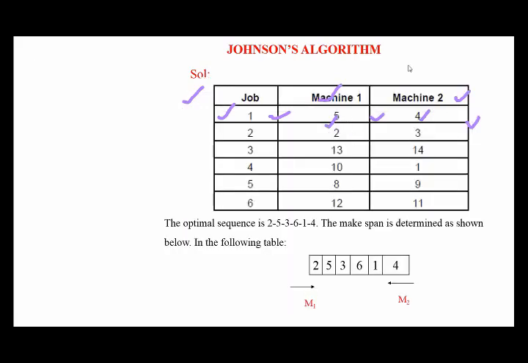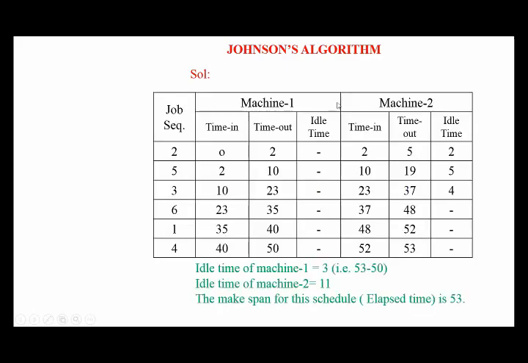Here we have 5, 13, 10, 8, 12. These are the processing times of machine 1, and 4, 3, 14, 1, 9, 11 are the processing times of machine 2. These values we have to add in this table. So first, initially we wrote the sequence of the jobs. This sequence we already obtained based on Johnson's algorithm. So we wrote the sequence according to Johnson's algorithm. This is the machining operation sequence.